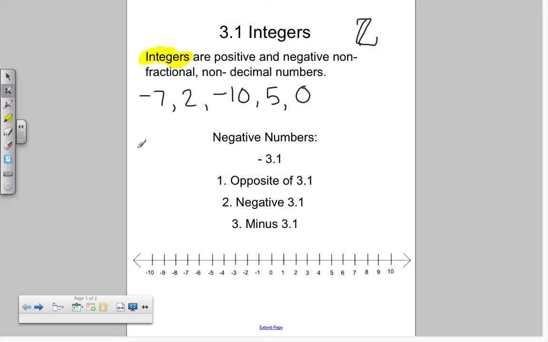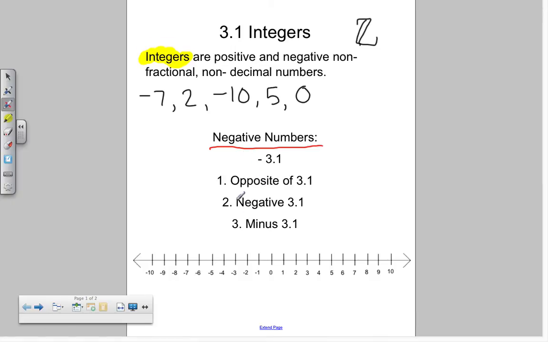Okay, so what's the difference between that and a negative number? Well, the negative number would imply that we can now include fractions and decimals. So I did one that was a decimal, -3.1. That is considered a negative number.